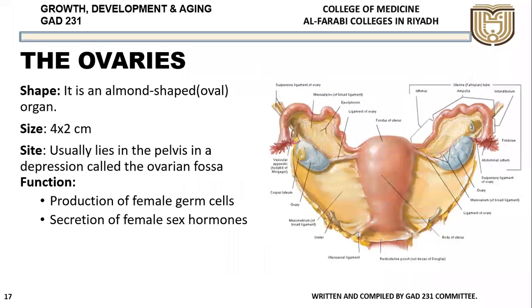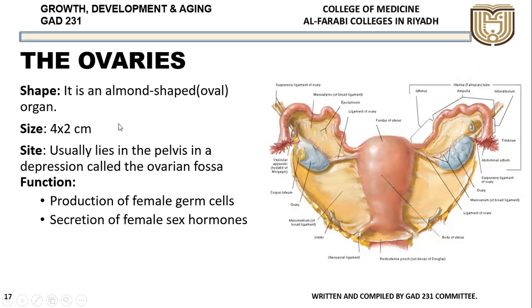Now coming to the main primary organ, just like in the male it is the testis, in the female it is the ovaries. Here are the ovaries. They look very similar to the testis, almond or oval shaped, and the size is also similar, almost 4 centimeters in length and 2 centimeters in breadth. But the ovaries are present in the pelvis. In case of the testis, it is present outside the body in the scrotum, but in the female the ovaries are present within the pelvis.